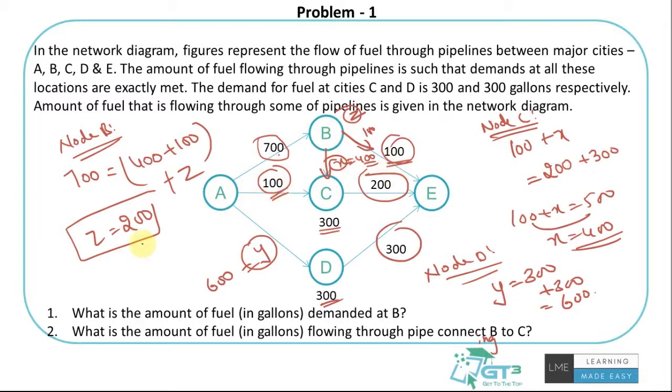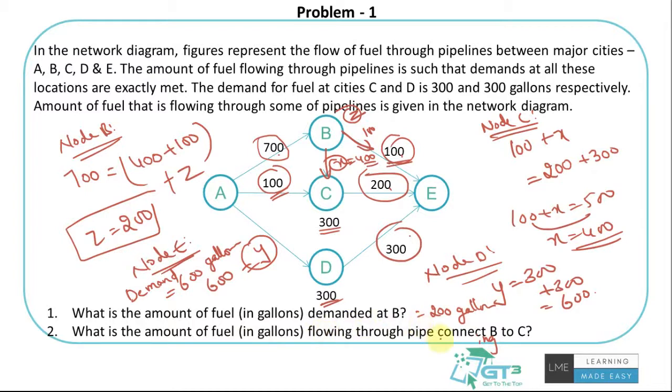So that's it. And then let's also do it for node E, which is super easy. Node E has no outflow, it's only inflow. So the consumption or the demand at E should be equal to the sum of all inflows. 100 plus 200 plus 300 is 600 gallons. So now the question is asking what is the amount demanded at B? Z is the thing, right? The consumption demand. So the Z is 200. So the answer is 200 gallons.